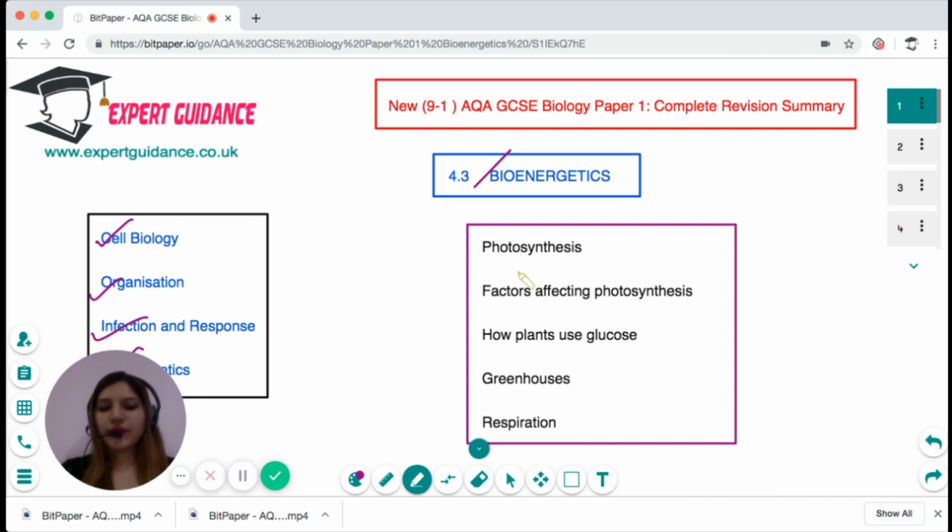Now in this video we'll be looking over the process of photosynthesis, what are the factors affecting photosynthesis, how plants use glucose made during photosynthesis, what are greenhouses, and what is respiration.